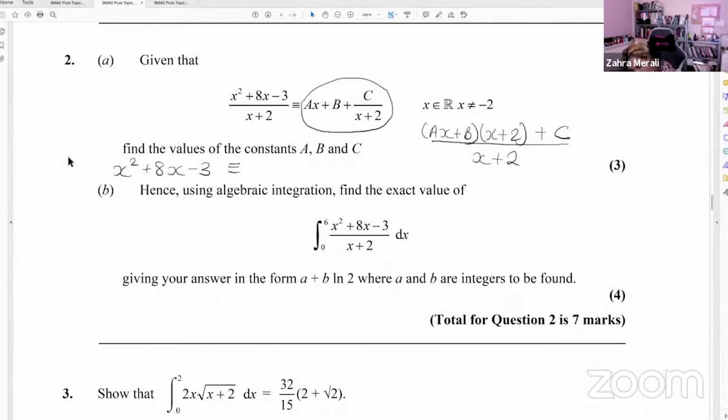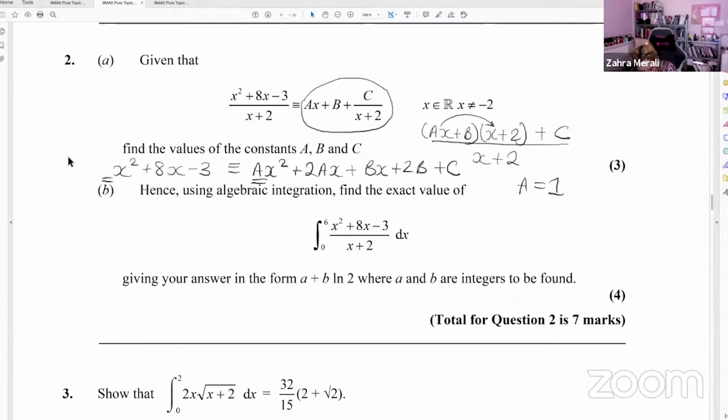is equivalent to, so if I open this out, I've got ax squared plus 2ax plus bx plus 2b plus c. And then you can just equate coefficients. So you can see a must be equal to 1. So a is equal to 1.